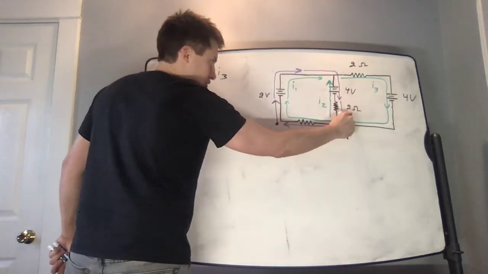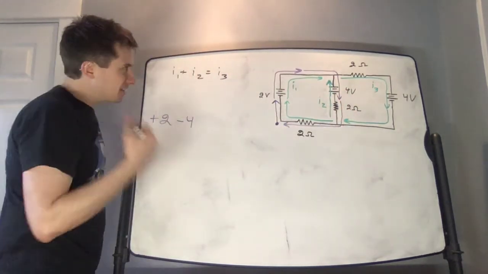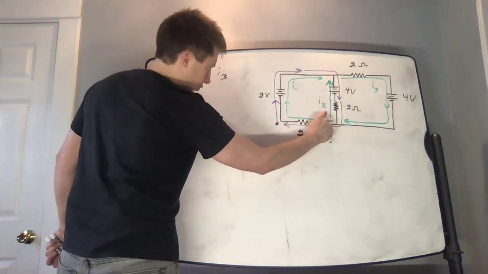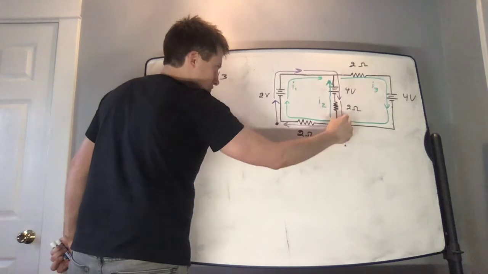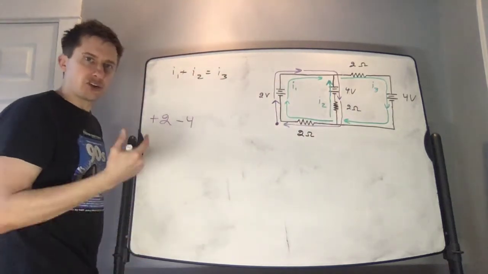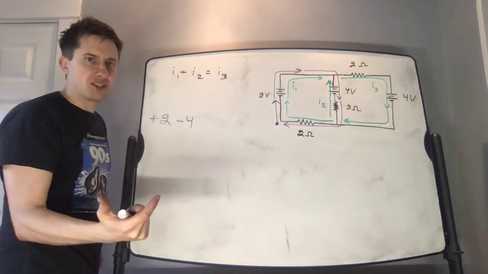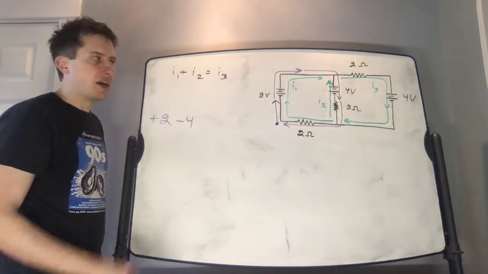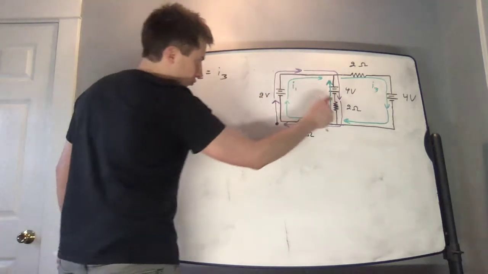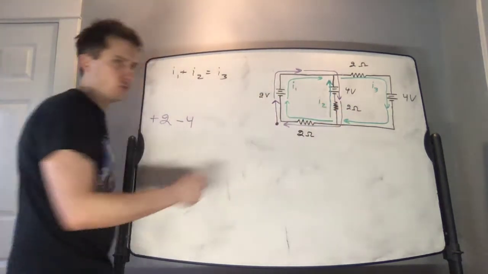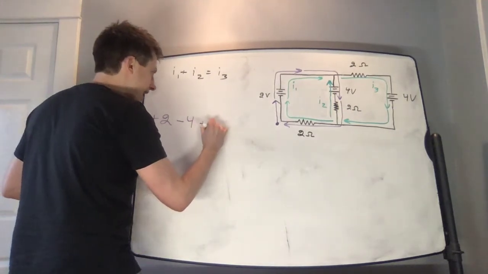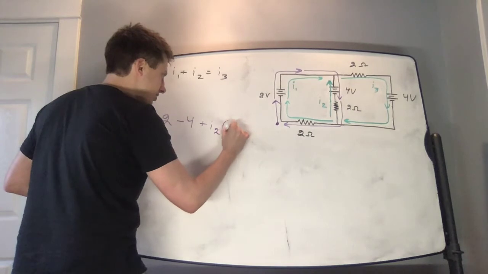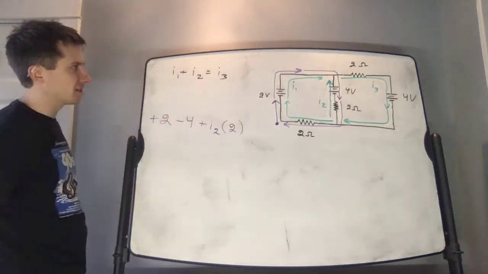Next, we encounter a 2-ohm resistor. I see that the direction of the current flowing through this resistor is upward, and the direction that we are traveling is downward. Because we are traveling in the opposite direction that the current is flowing, the change in voltage as we pass this 2-ohm resistor will be plus IR. So I could write plus I2 times 2, since R is 2 ohms.